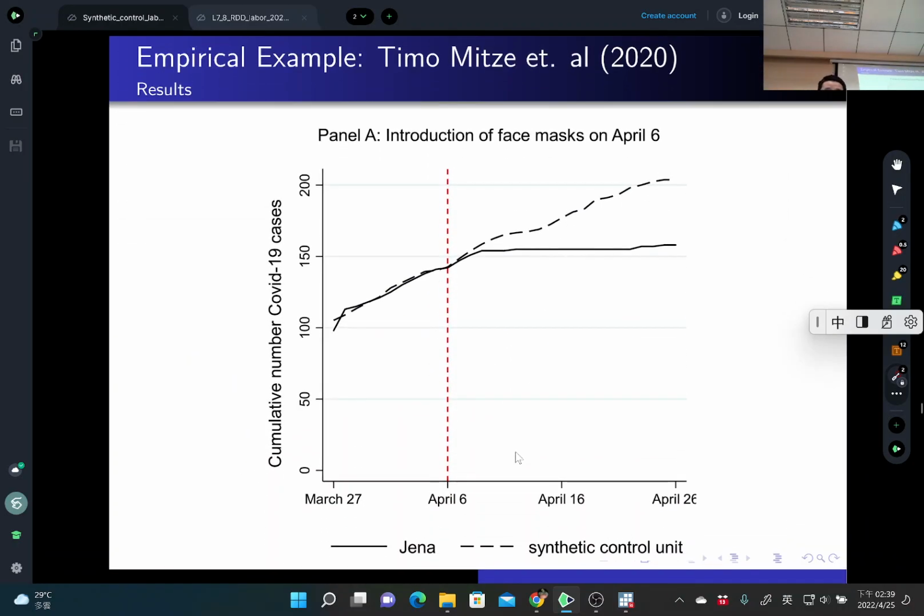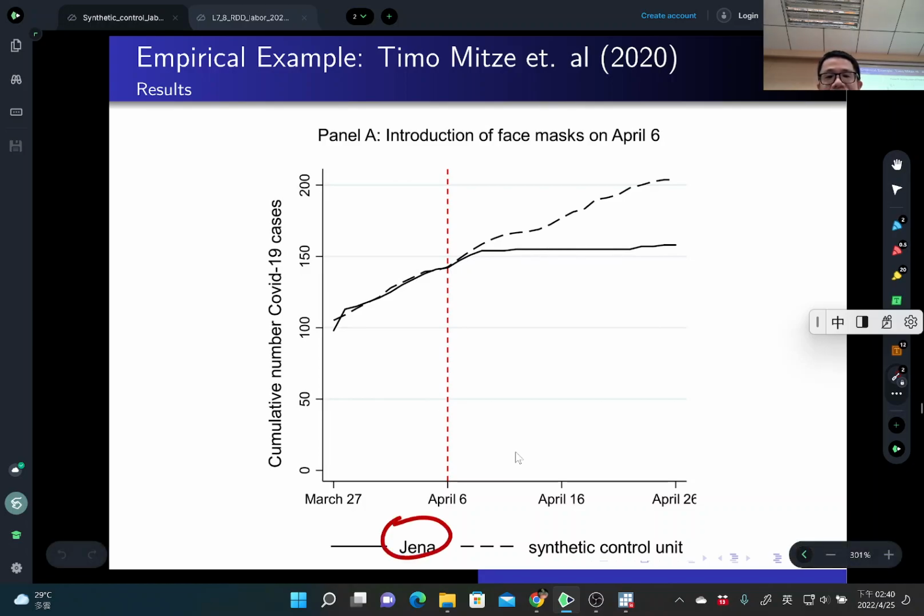So this is their result. They find weights that can match the outcome before treatment very well. They do not display the whole time path, but actually it is from January 28th until April 5th. You can see the solid line is the real Jena, and the dashed line is the synthetic control unit, the synthetic Jena, constructed as the weighted average of other regions. And the y-axis is the cumulative number of COVID-19 cases per 100,000 residents.